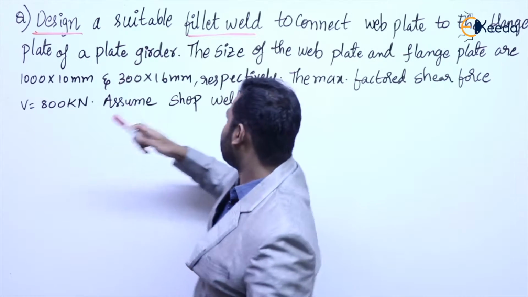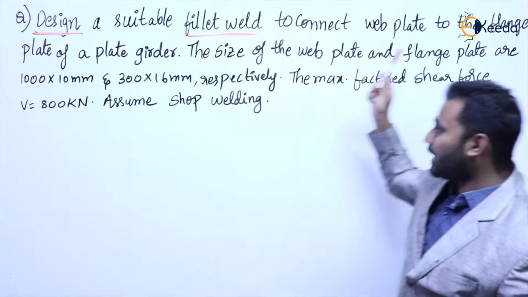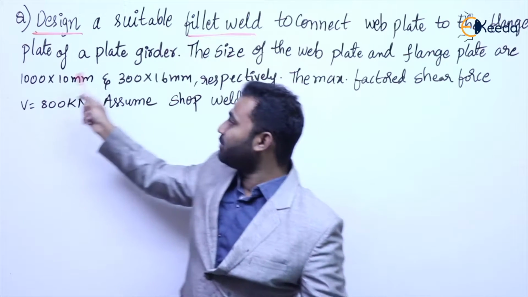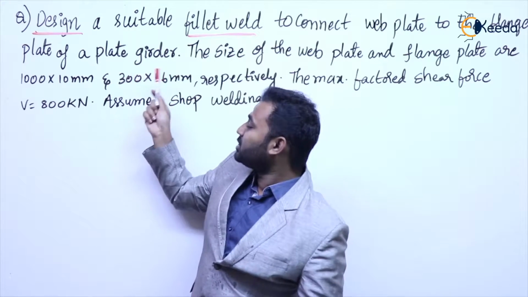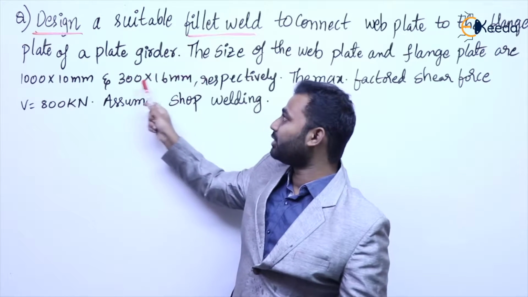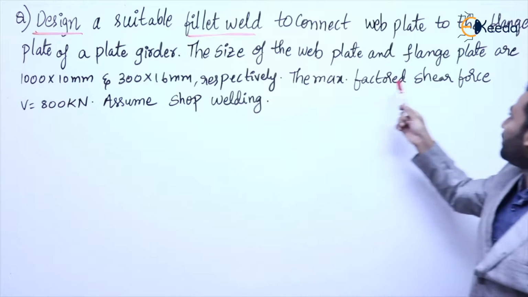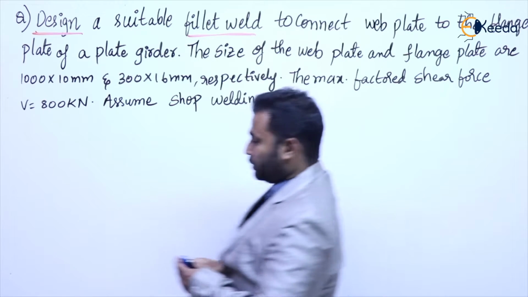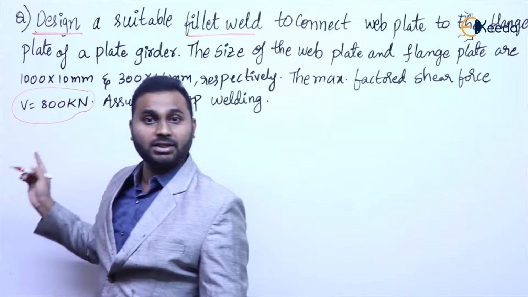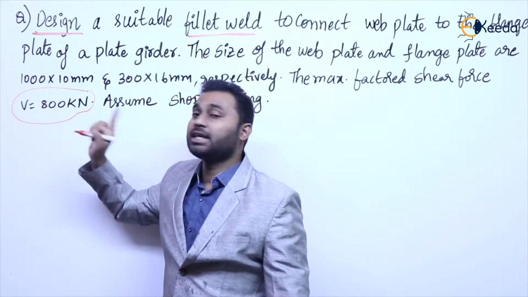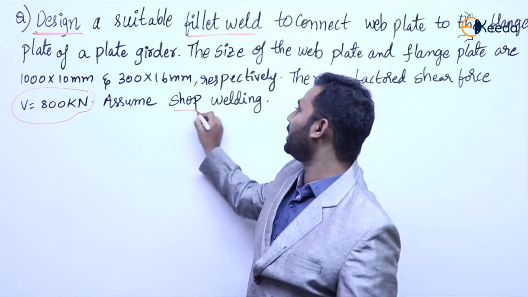Next, the sizes of the web plate and flange plates are given. The web plate has dimensions of 1000 into 10 mm and the flange plate dimensions are 300 into 16 mm, that is width and thickness, respectively. The maximum factored shear force in that plate girder section is also given: 800 kilonewton. And one more piece of information is mentioned, that is, assume sharp welding.